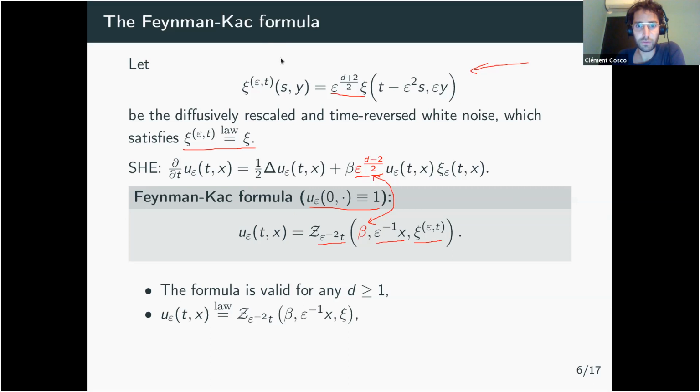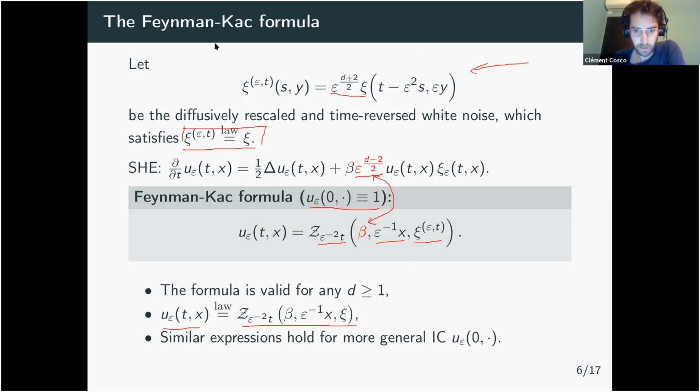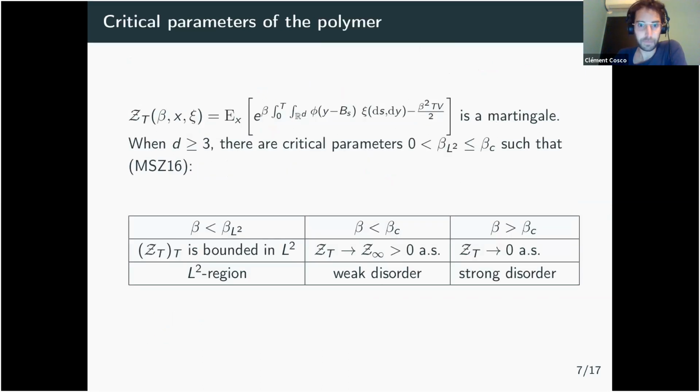Now, because this xi epsilon has the same law as the original xi, actually u epsilon has the same law as the rescaled partition function. And you can also have a similar expression using the Feynman-Kac formula for general initial condition. And in the discrete case, Hubert just proved this formula by simple calculus. Okay, so what is the interest of having this polymer point of view?